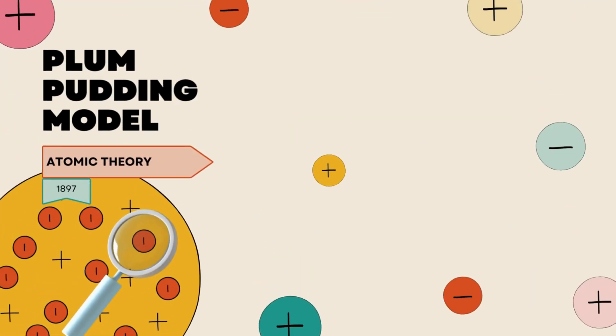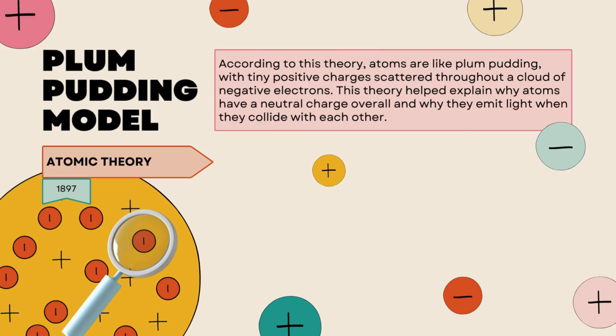This is the second model of atomic theory, given in 1897. According to this theory, atoms are like plum pudding, with tiny positive charges scattered throughout a cloud of negative charge. This theory helps explain why atoms have a neutral charge overall and why they emit light when they collide with each other. As you see in the diagram given below, the nucleus is a small ball-like structure in which positive charges and negative charges are present together, like a pudding in which everything is present in the small structure. How light is emitted in the structure when they collide with each other.